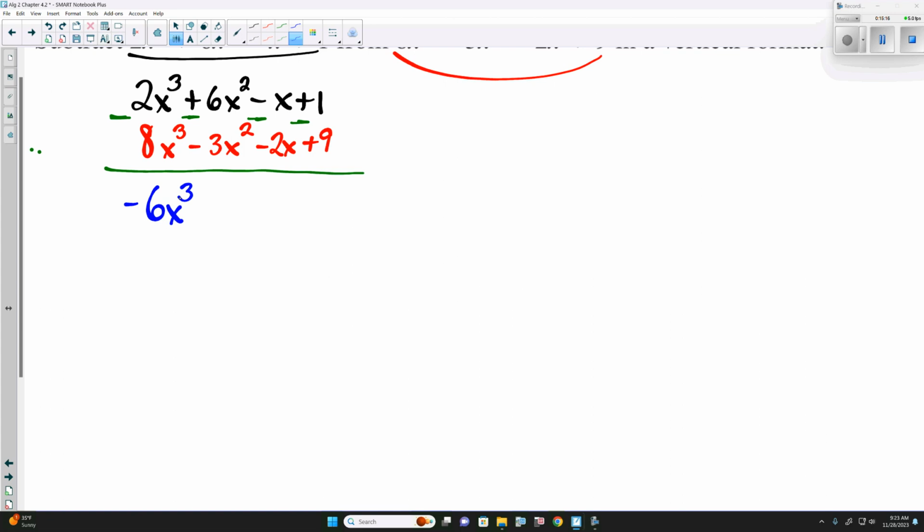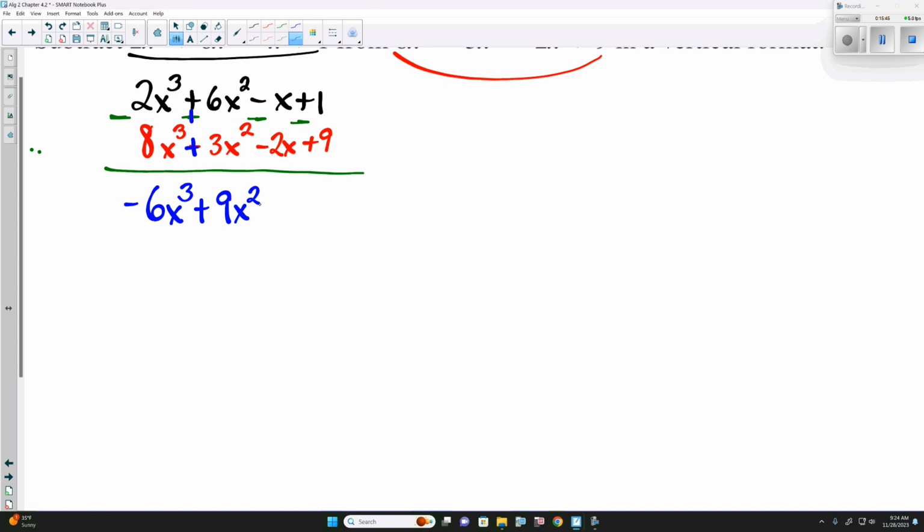6x squared minus negative 3x squared. Minus a negative makes a positive. 6x squared plus 3x squared is plus 9x squared. And that's one thing I do like about putting the minuses between each term. For that second one, because we had a minus negative, I can go in and change it to plus, and we get our 9x squared.